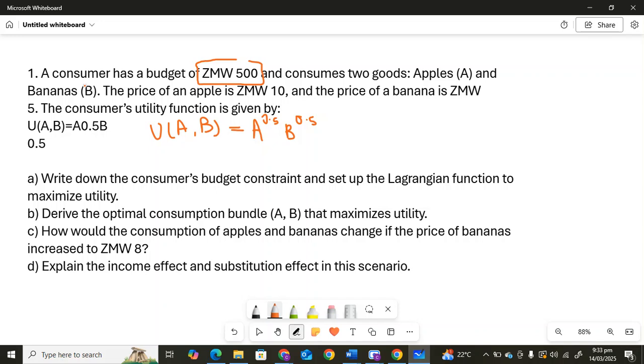Okay, colleagues, here we're trying to find out about maximizing satisfaction. There are different combinations of good A and good B that this consumer can have, but we want the combination that will give us the maximum satisfaction. So, part A of the question is: write down the consumer's budget constraint and set up the Lagrangian function to maximize utility. So first we form the budget constraint, the budget equation.